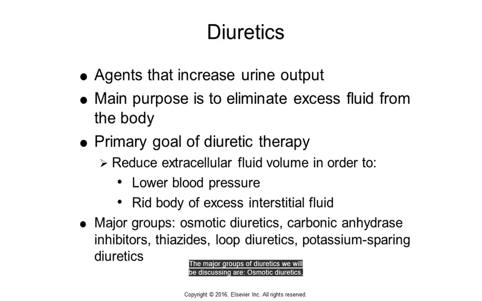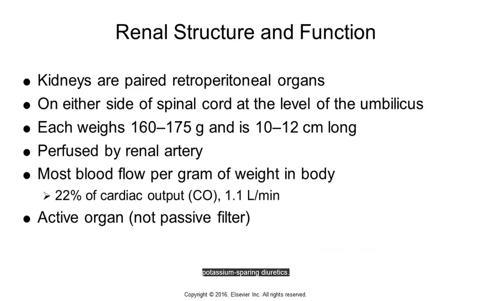The major groups of diuretics we will be discussing are osmotic diuretics, carbonic anhydrase inhibitors, thiazides, loop diuretics, and potassium-sparing diuretics. Now let's review the anatomy and physiology of the kidneys.